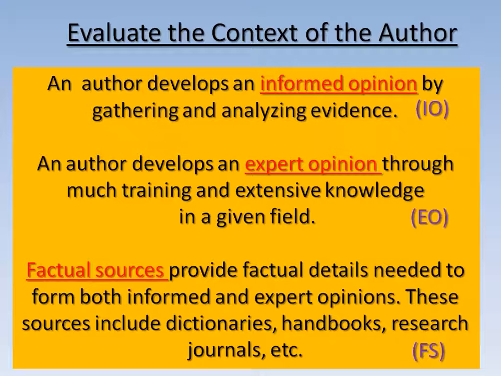Authors offer 2 types of valid opinions: informed opinions and expert opinions. An author develops an informed opinion by gathering and analyzing evidence. We'll mark that I.O. An author develops an expert opinion through much training and extensive knowledge in a given field. We'll mark that EO.